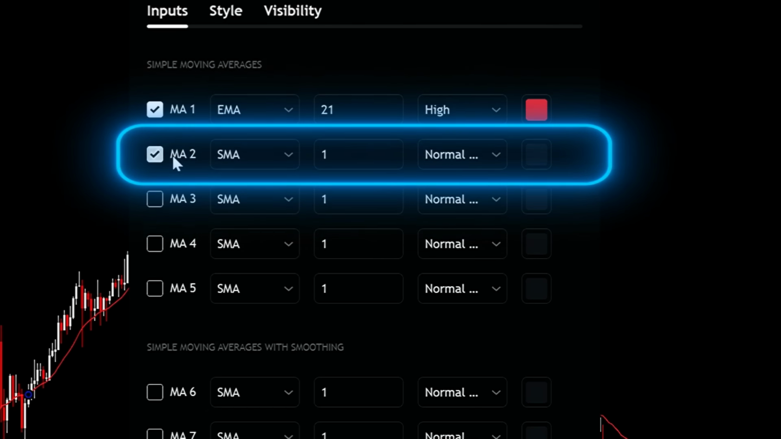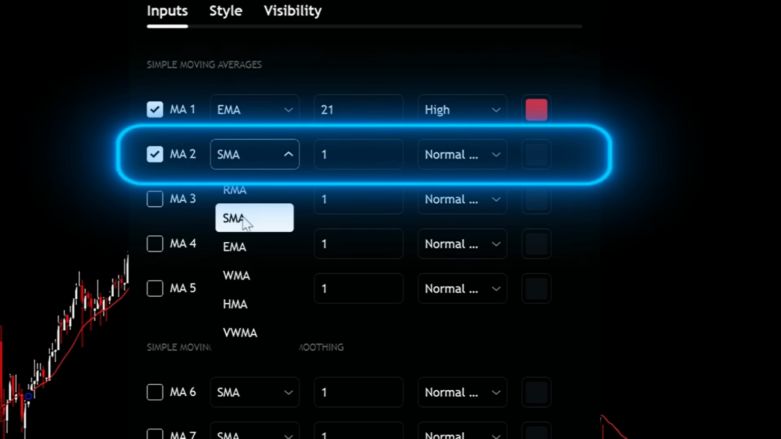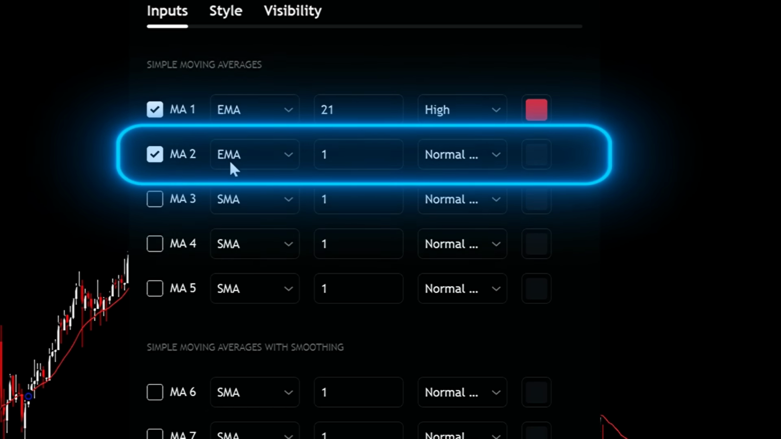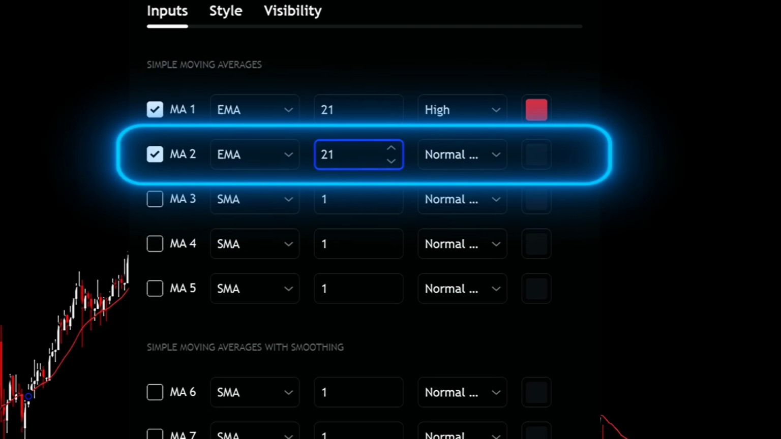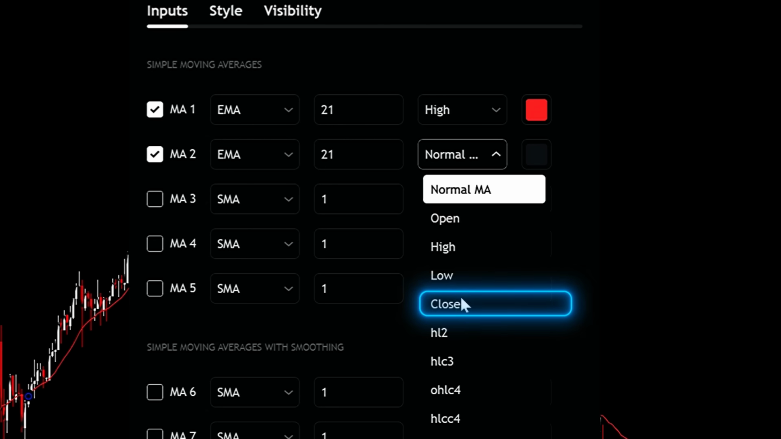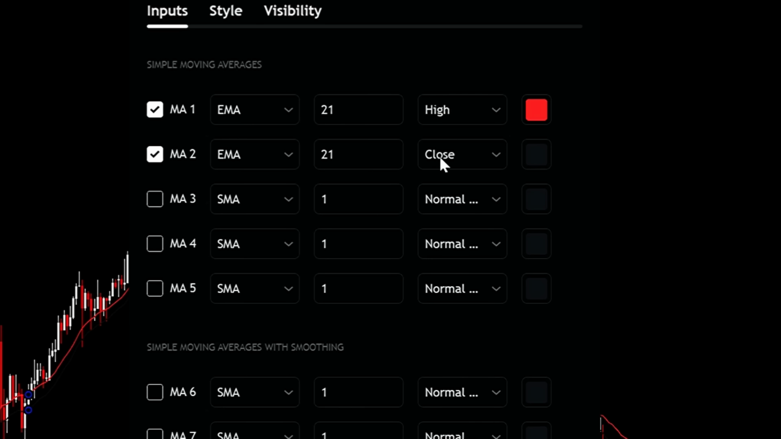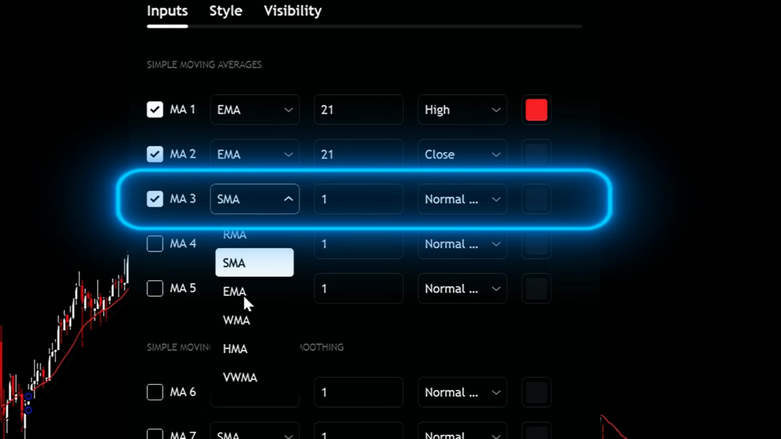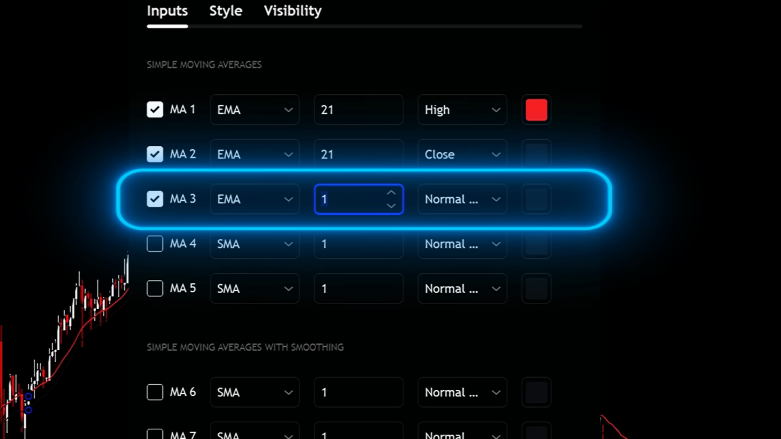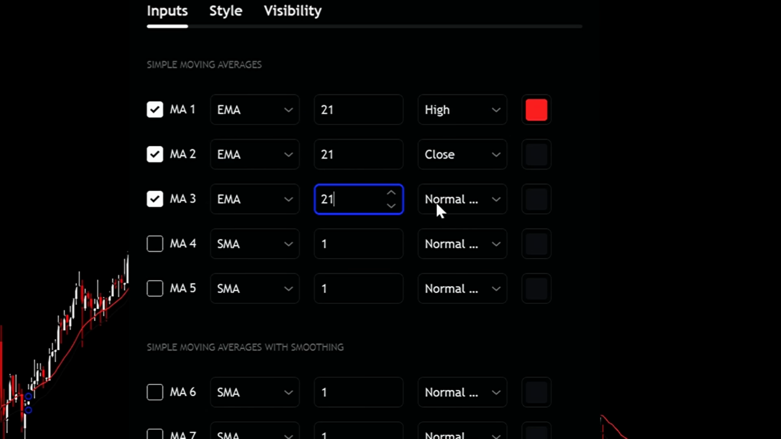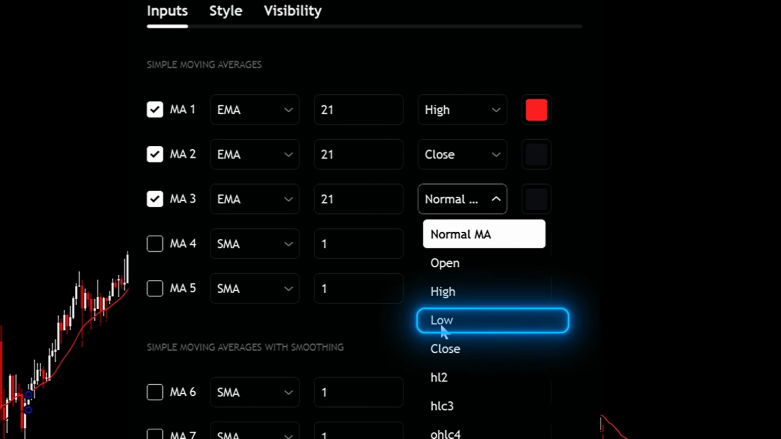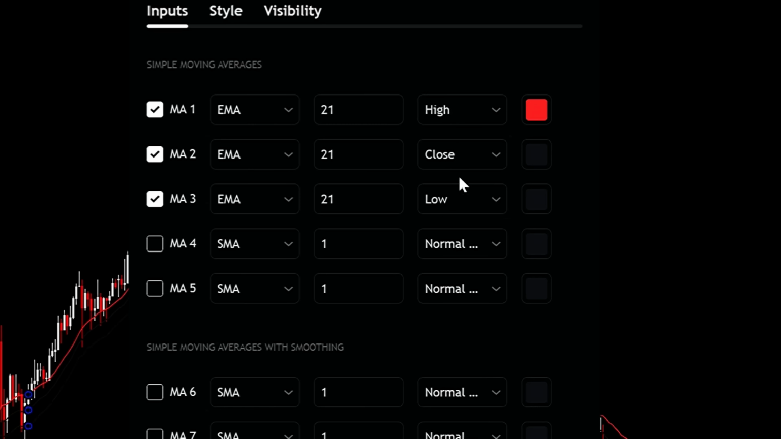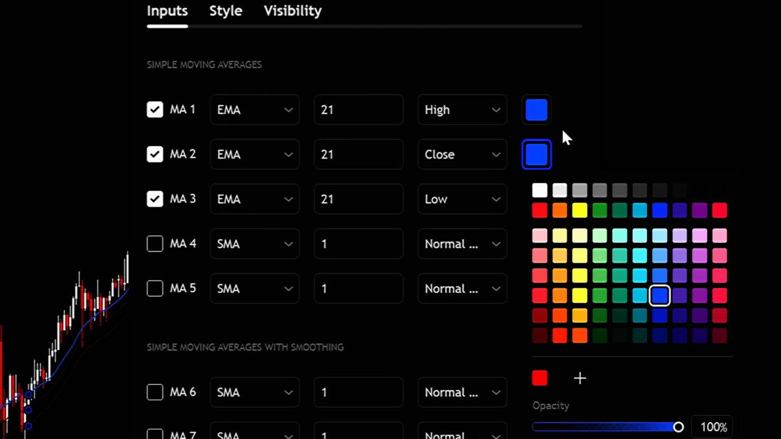Now enable MA2. Set it to EMA. Change the period to 21 and set the source to close. This is the true mean price, the center line that tells us the real market balance between buyers and sellers. Now enable MA3. Set it to EMA, change the period to 21, set the source this time to low. This defines our floor of support where price usually finds a base before bouncing back. Now color all 3 blue.